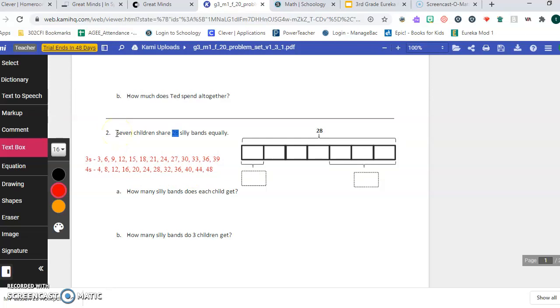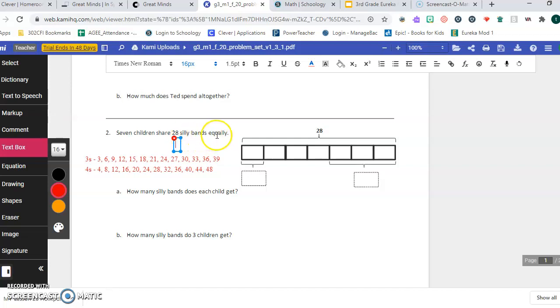So I'm going to read this problem. You can use the text-to-speech feature to read any problem on the homework, but I'm going to read this problem. 7 children share 28 silly bands equally, okay? So I see the word 7, and I see the number 28, and they share silly bands. I don't really know what that is, but it's a thing. It's items. It's something that they're sharing equally, which means we're multiplying or dividing, possibly both.